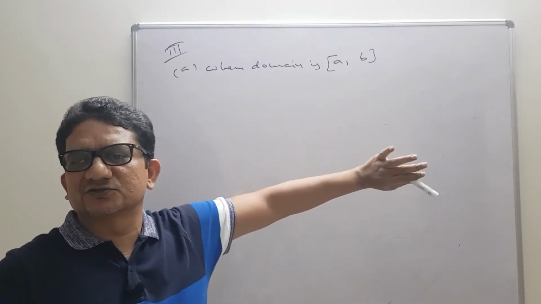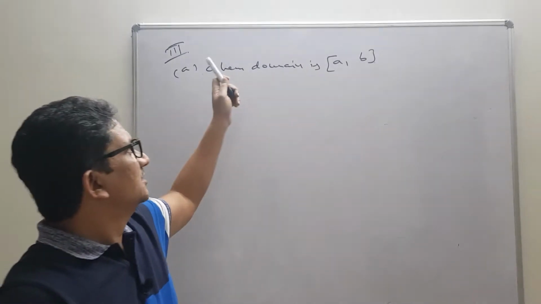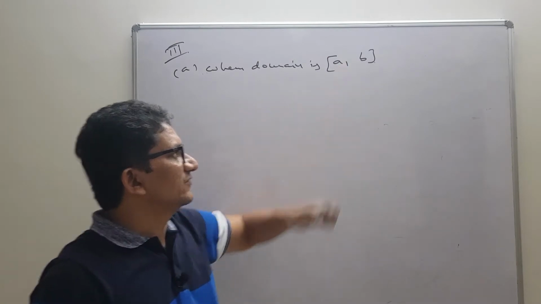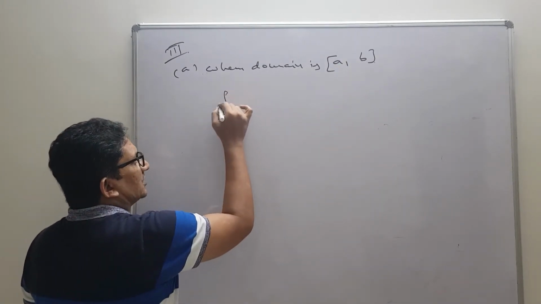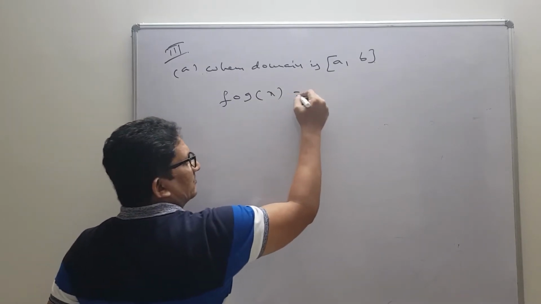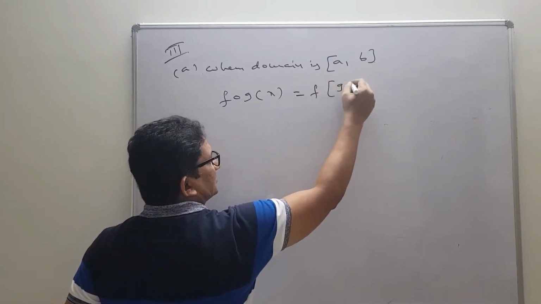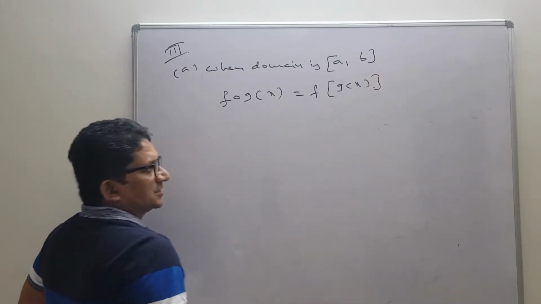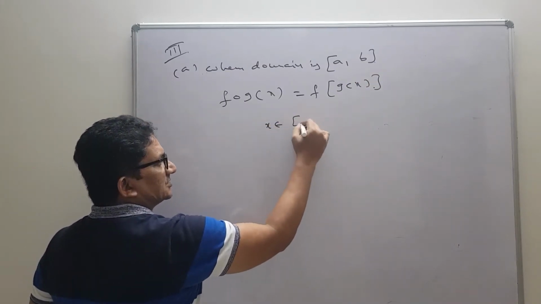Infinity means we can't close; it means some constant. So when the domain is [a, b] for such things, we know that a composite function means either f circle g of x or g circle f of x, which can be written as f of g of x. So here x belongs to [a, b].